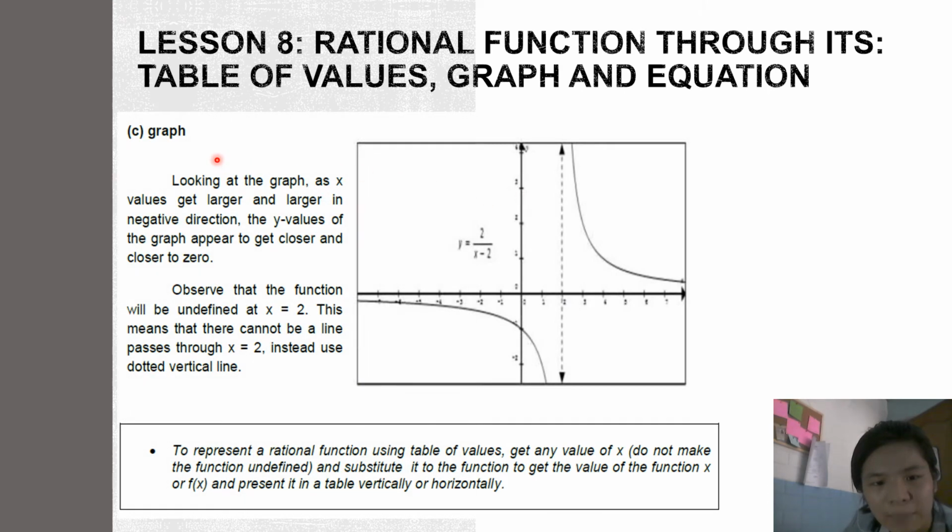So, ayan, i-graph na natin. Looking at the graph, as x values get larger and larger in the negative direction, the y values of the graph appear to get closer and closer to 0. Tapos, observe naman natin na yung function will be undefined at x equals 2. This means that there cannot be a line that passes through x equals 2. Instead, use the dotted vertical line.